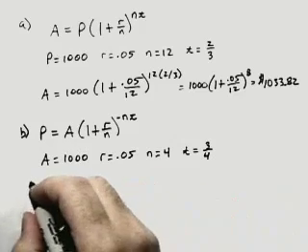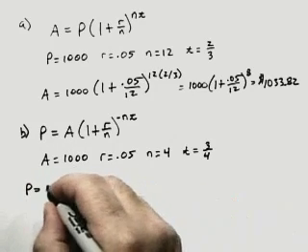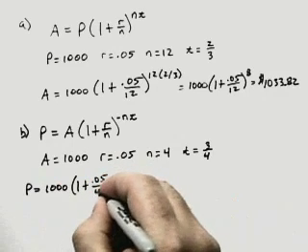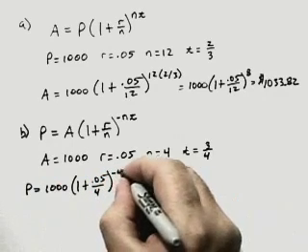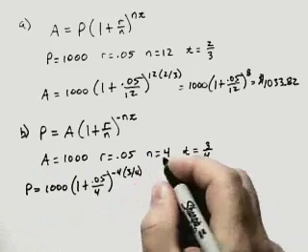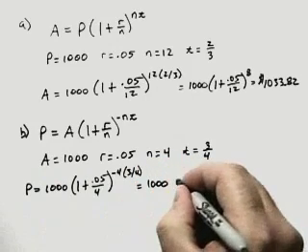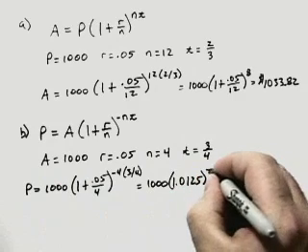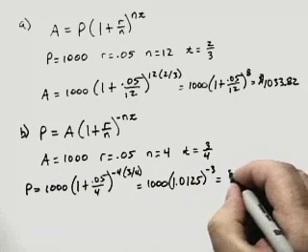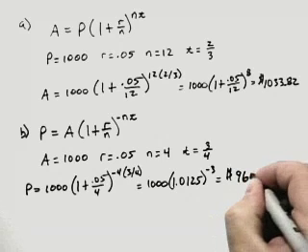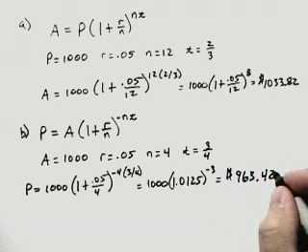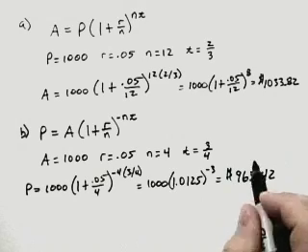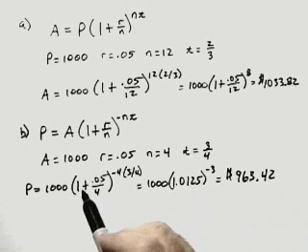Plug these values into our formula. P is equal to 1,000 times 1 plus 0.05 over 4, raised to the negative 4 times 3/4 power. So that would be 1,000 times 1.0125, raised to the negative 3rd power, which is equal to $963.42. So if we invest $963.42 right now, in 9 months we will have $1,000.